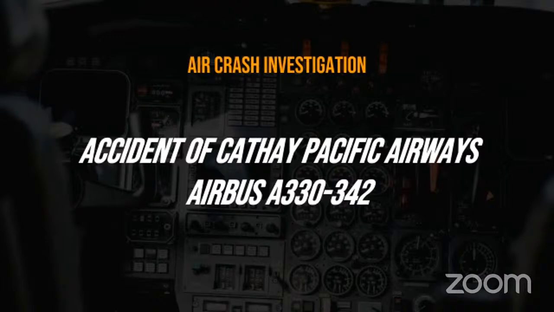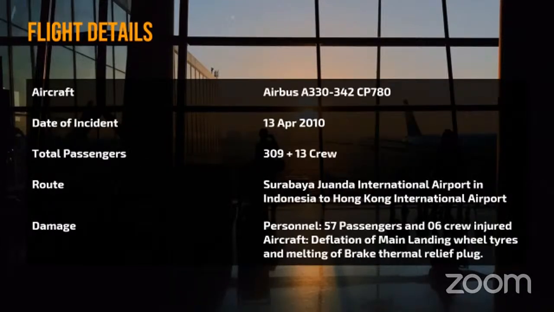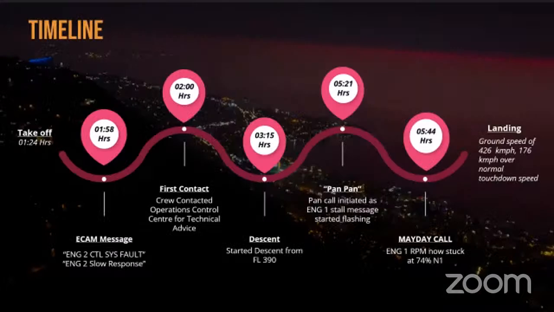Good morning, everyone. On behalf of Team 5, I, Commodore Sagar Vijay Shukla, would be presenting the air crash investigation of Cathay Pacific Airlines 780 at Hong Kong International Airport. Next slide. The presentation is divided into the following subheadings, wherein we would focus more on the analysis and the changes that took place after this incident. Next slide. Flashed on the screen are the flight details, wherein the flight landed at Hong Kong Airport with both engine malfunction.